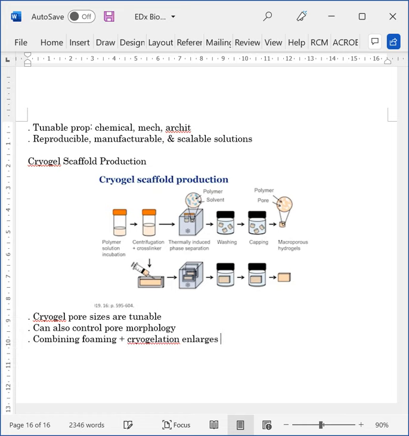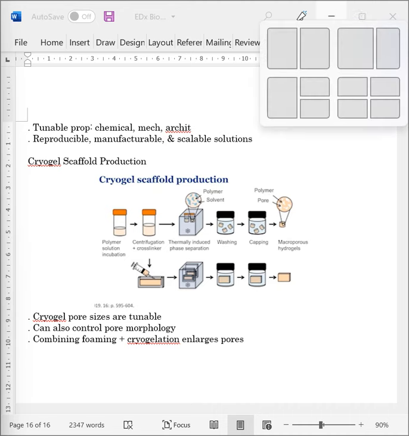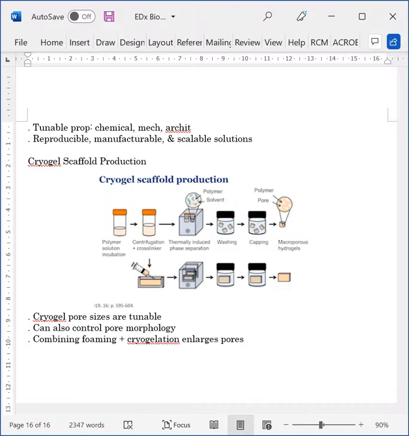And we can do things like add additional pore forming agents to make larger pores. And in this case, we're using foaming, so we're adding air by creating a foam. We're using a surface active polymer. And we can go through the same process, showing really large pores templated from those air bubbles.